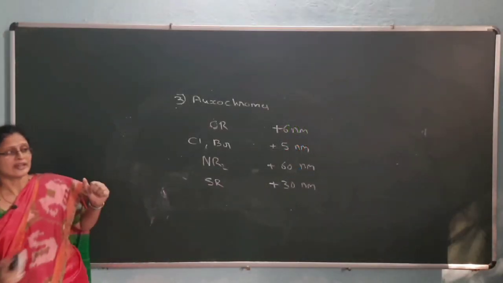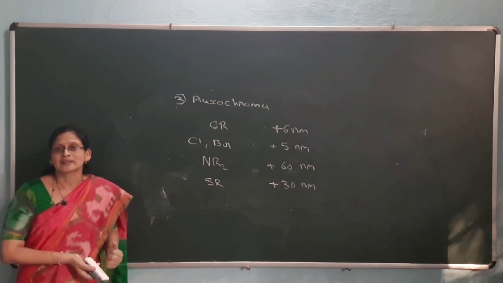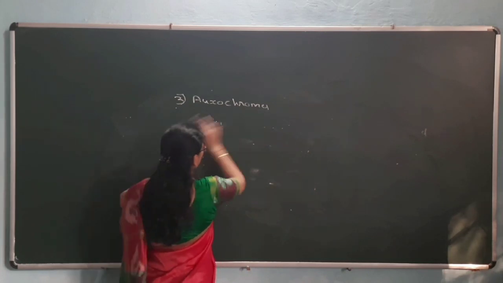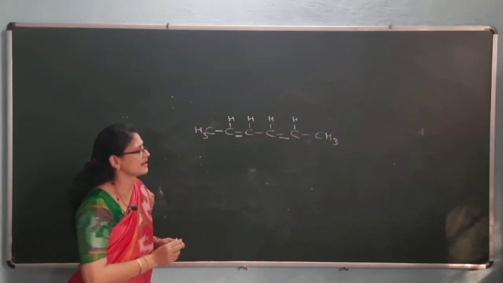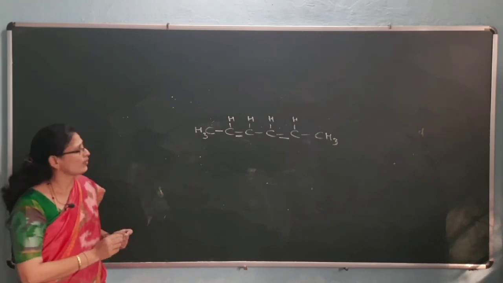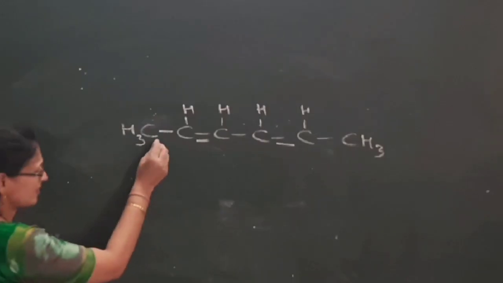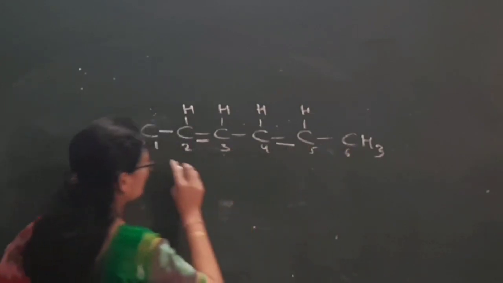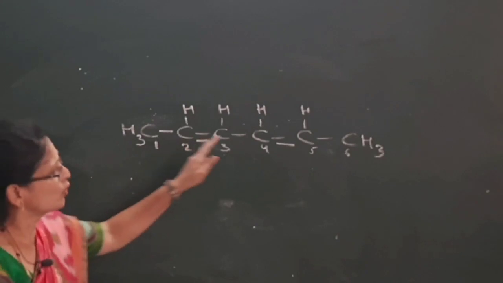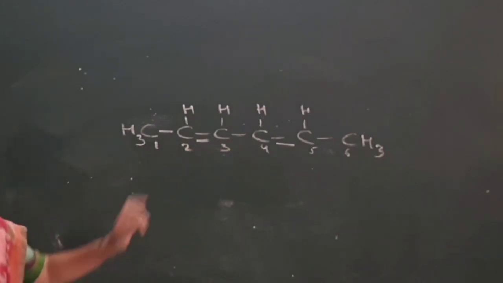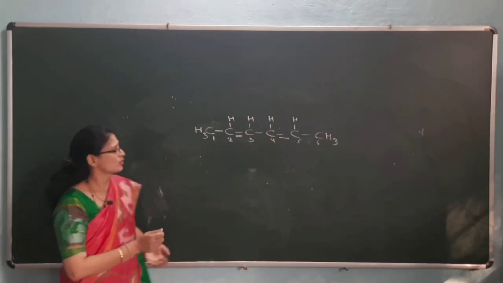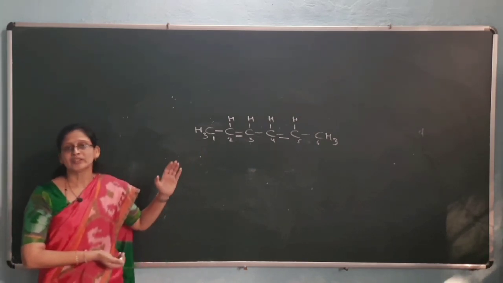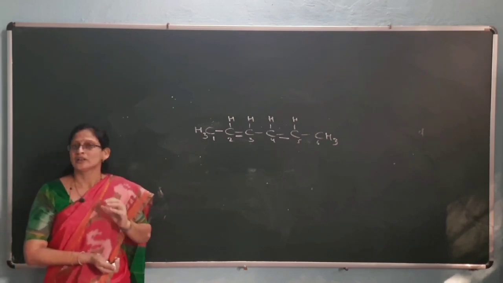Taking these values, we can calculate the lambda max of the given structure. First we will take a simple one, 2,4-hexadiene. You can mark the carbons 1, 2, 3, 4, 5, 6. Now you have to calculate the lambda max for this using the Woodward-Fieser values.